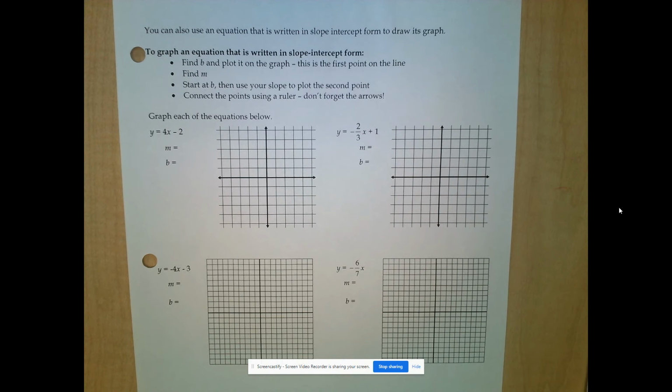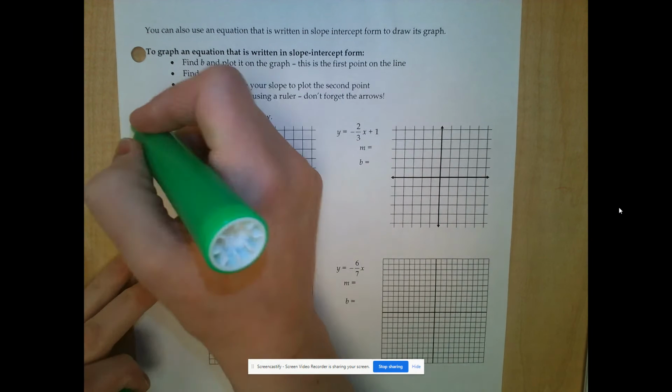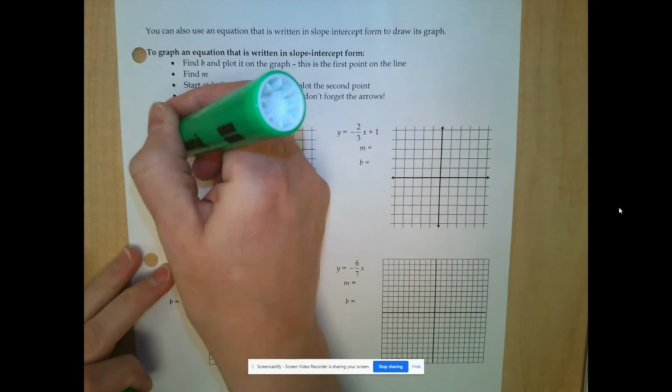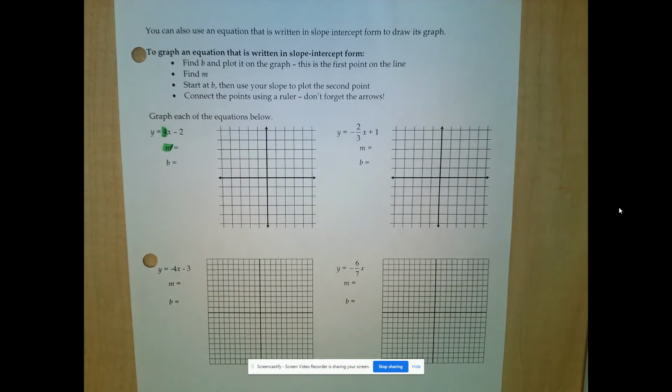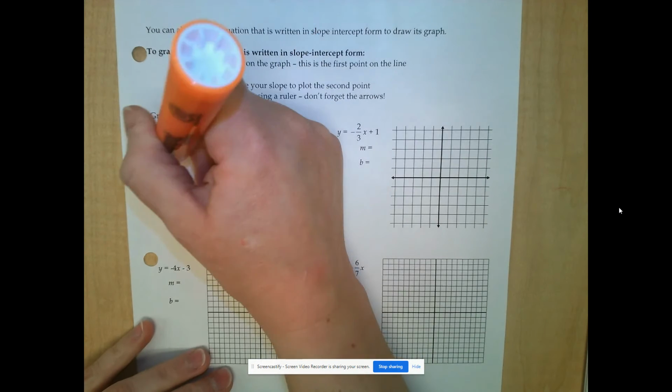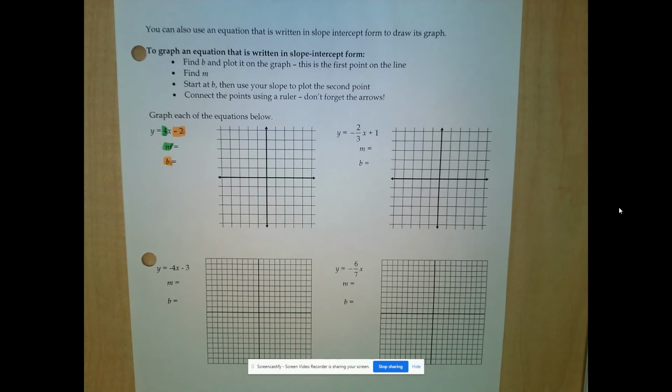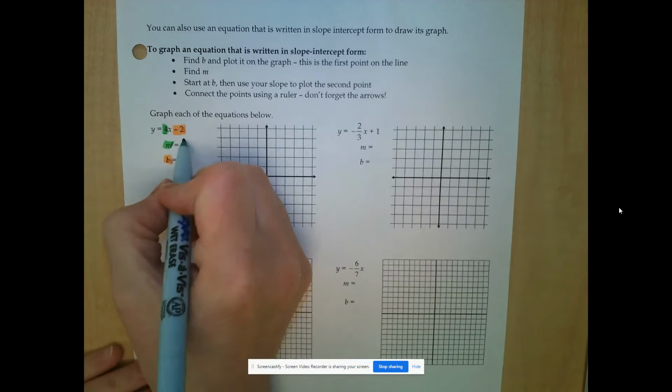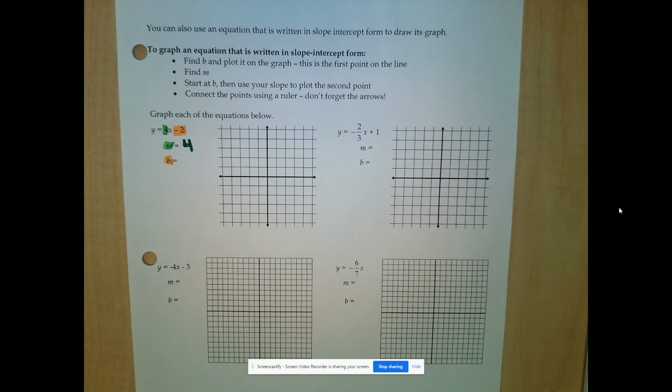So first, you've got to identify the parts. We have the slope, which was the m. That's the coefficient in front of the x. And then you also need the b value, in this case, the -2. So we're going to write those down. All right, we're going to say that the slope is 4, and we're going to say that the y-intercept is -2.